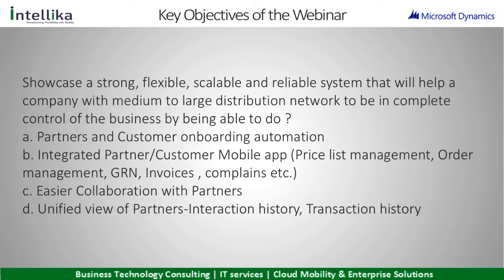In today's webinar, we shall showcase a flexible yet scalable solution which can help a company with a medium to large distribution network to have better visibility and control over their entire ecosystem, including partners, distributors, and customers, such as partner and customer onboarding automation, an integrated partner customer mobile app, which will have price list management, order management, GRN management, list of invoices, complaints, etc. Easier collaboration with partners, and a unified view of partners' interaction history and transaction history.